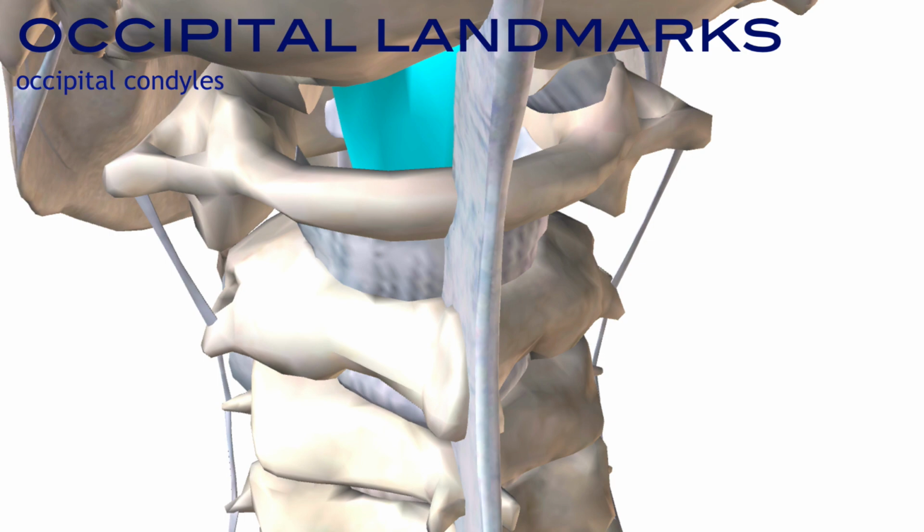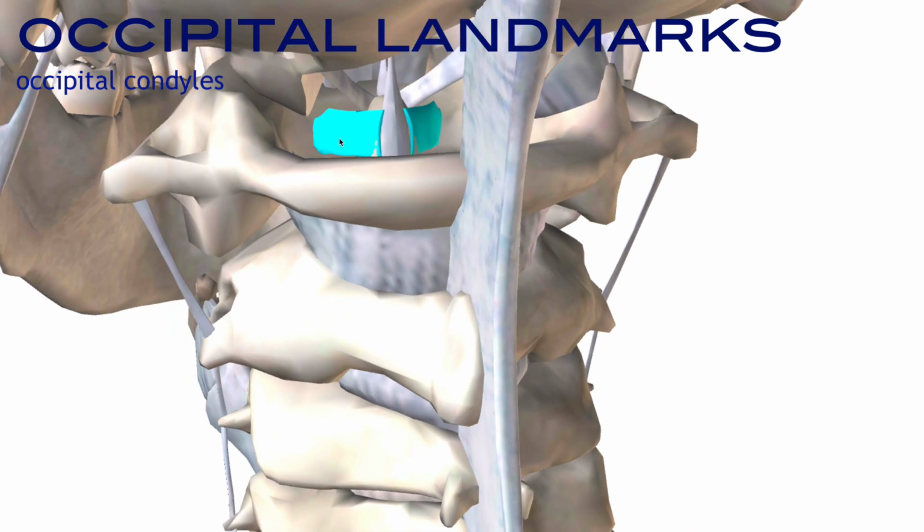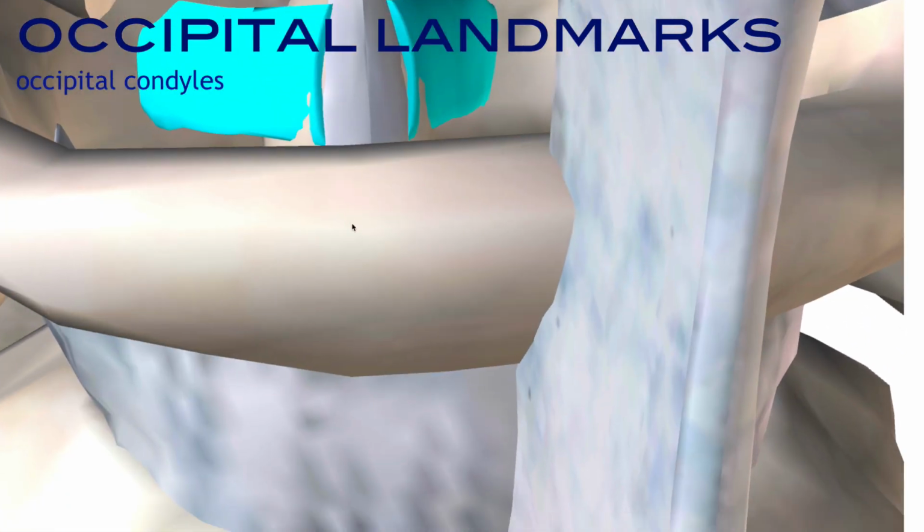Can I see it there? Let me experiment here. Oh yeah, you can see it there. You can see the dens. Cool. And then you have the transverse ligament. So I can't help myself. I'm going to go ahead and talk about it just a little bit.